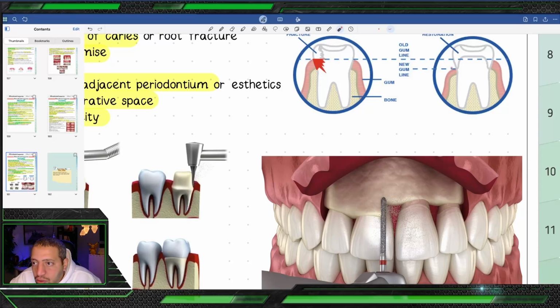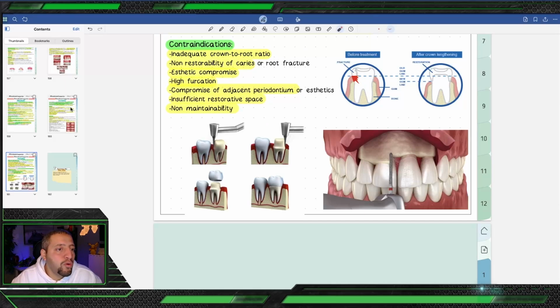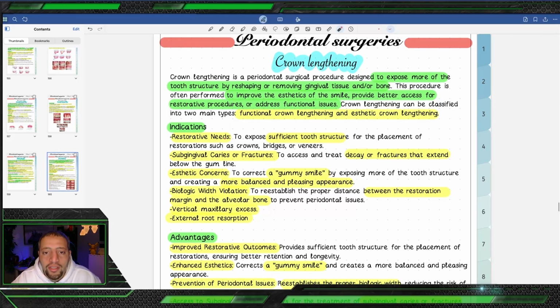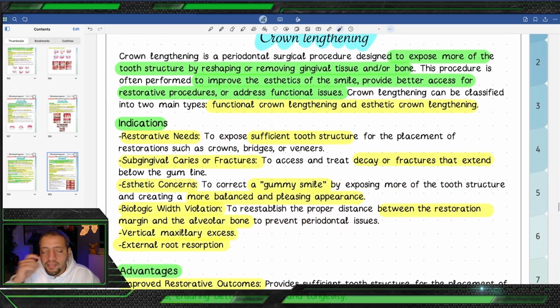So if I would like to do a crown here, yes, it is still in a good way, saving the biological width. And this is the technique we call crown lengthening. It is designed to expose more of the tooth structure by reshaping or removing gingival tissue and bone. It's used to improve the aesthetics of the smile, provide better access for restorative procedures, or address function. And this is why we divide it into functional or aesthetic. Aesthetic when we have a gummy smile. Functional when we have broken teeth or fillings under the gum, caries under the gum.